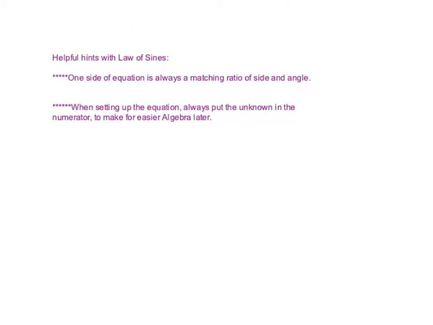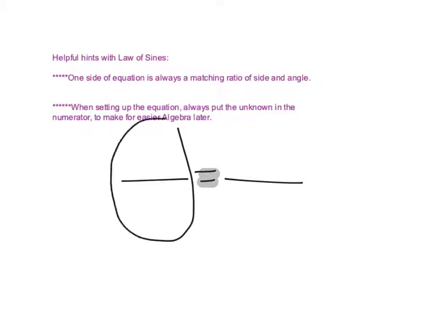Okay, so some helpful hints. You're going to be setting up proportions, basically. One side of the proportion, you need to have that side and angle opposite of each other given to you. And then on the other side, you'll have one of them given to you, and the other one is a piece of missing information.